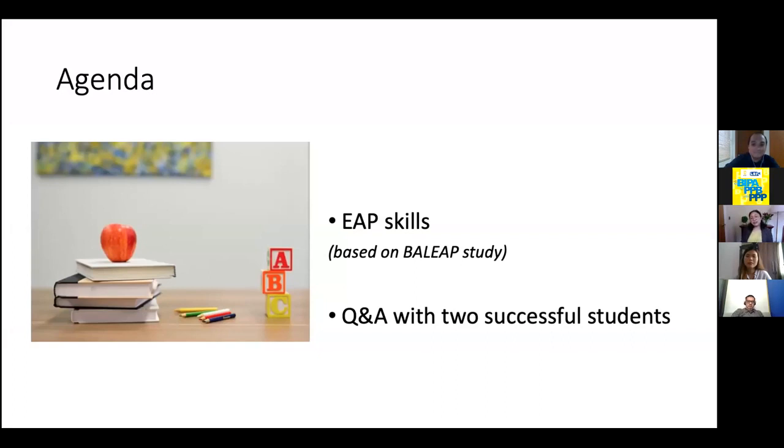And these skills or competencies are actually based on a study done by BALEAP, or the British Association of Lecturers in English for Academic Purposes. So what they did in their study was basically they interviewed lecturers and professors from different disciplines or courses from different universities here in the UK to find out what kind of academic skills that international students coming to the UK should have, especially at postgraduate level.